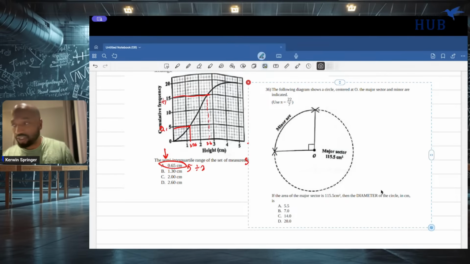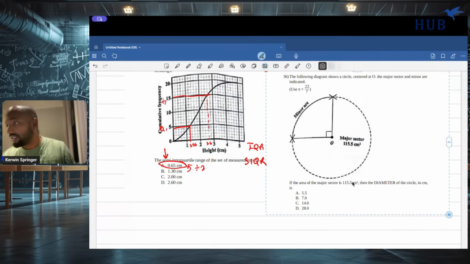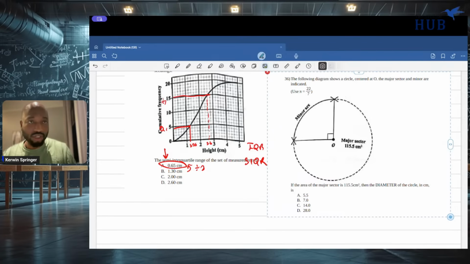If the area of the major sector, yeah, we did this one yesterday and confused a few people. So I'll go back and check that one.